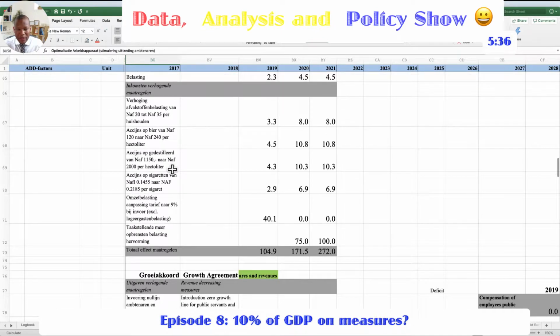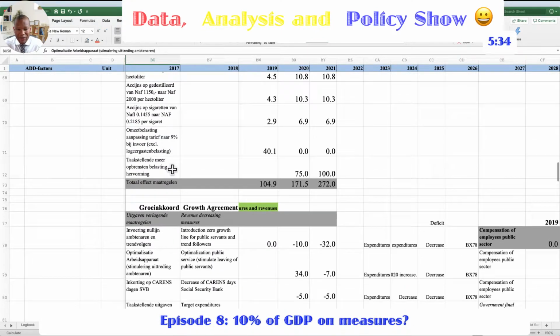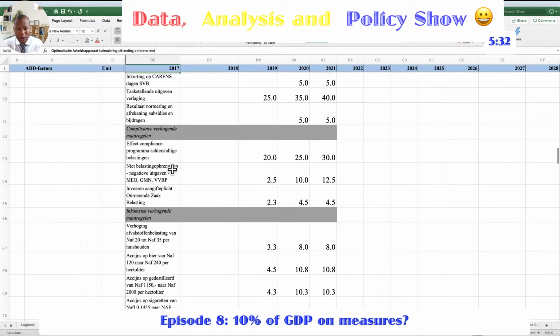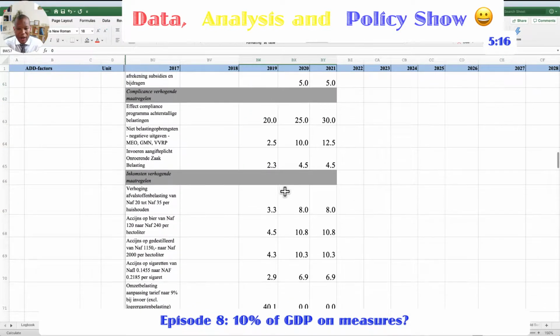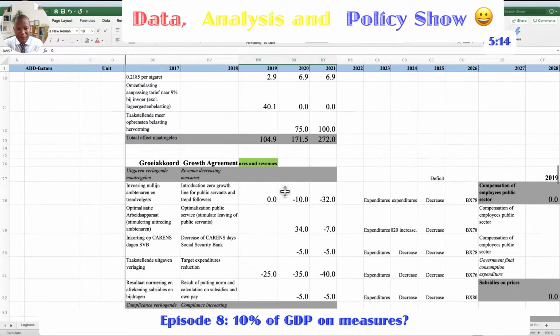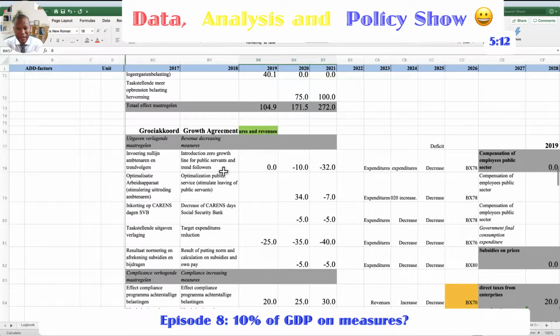To make it easier for you, I have created this document of the growth agreement, and those are the figures. So 2019 to 2021, it's a 3-year package. It's not an IMF package, but it is a package designed by the Curacao government and the Dutch government. So those are all measures, but the most interesting part is this. Look at this.